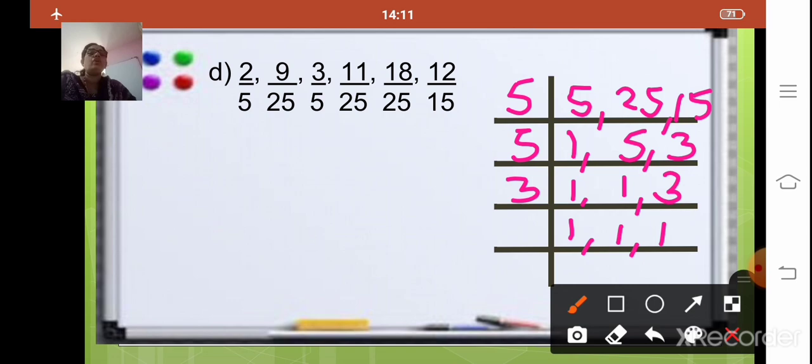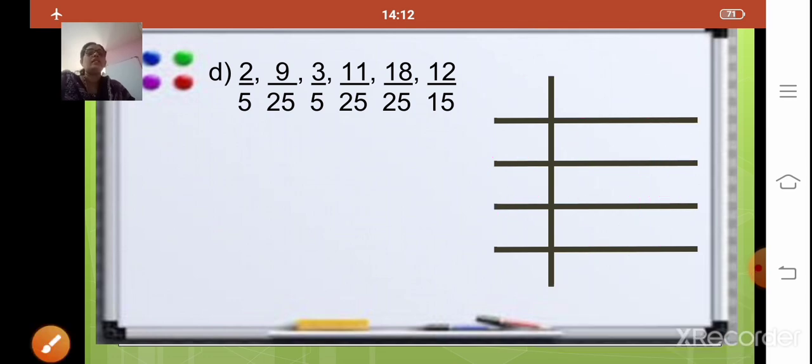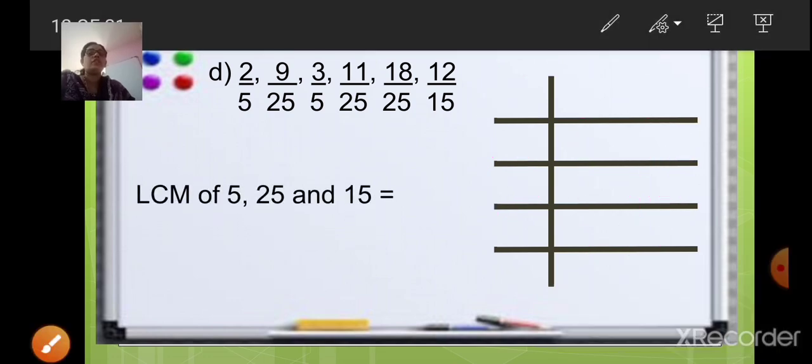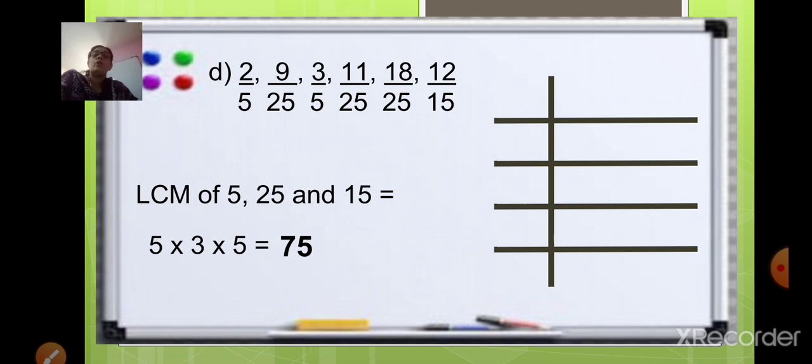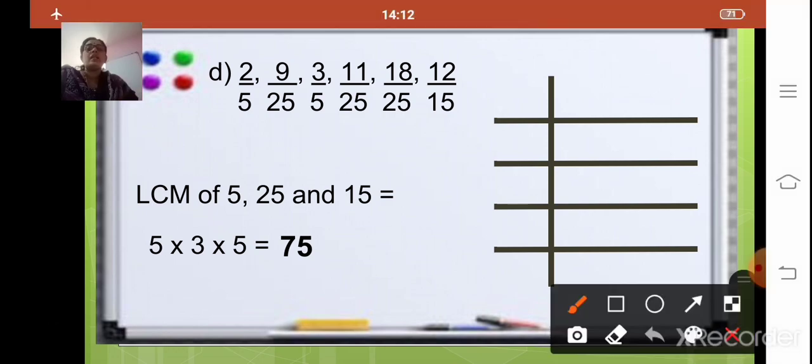Now what will you do? You'll multiply all the prime factors. So 5 5s is 25, and 25 into 3 will give you 75. So your LCM of 5, 25 and 15 is, when you multiply, 75. Now what is the second step you have to do? Your second step is, you will make all the fractions like fractions. That is, your denominator will be your LCM, that is 75.